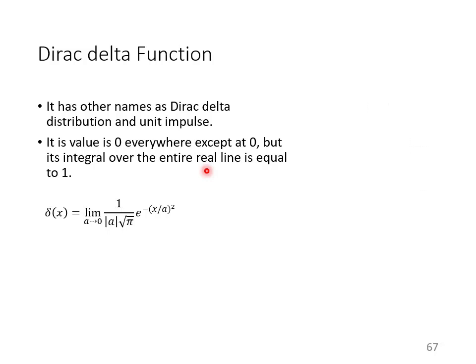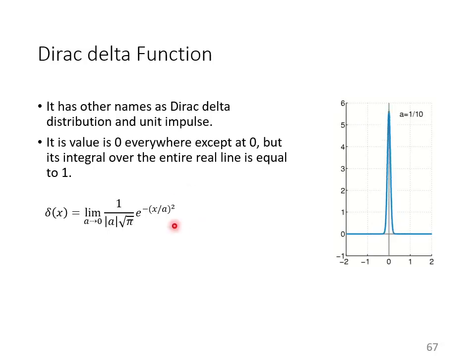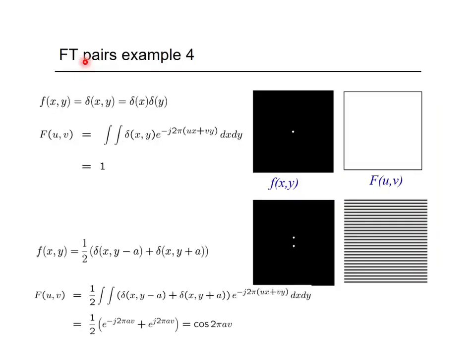So let's take a look. For different a, when a becomes smaller and smaller, you can see the function becomes higher and higher, and very, very narrow, like an impulse. This is the definition of the Dirac delta function. If we transfer the Dirac delta function to the Fourier domain, what will be the result?